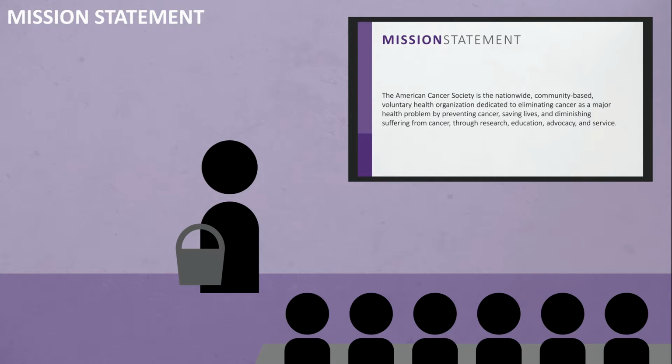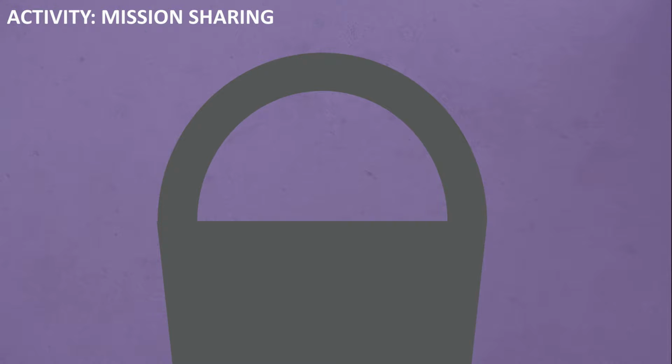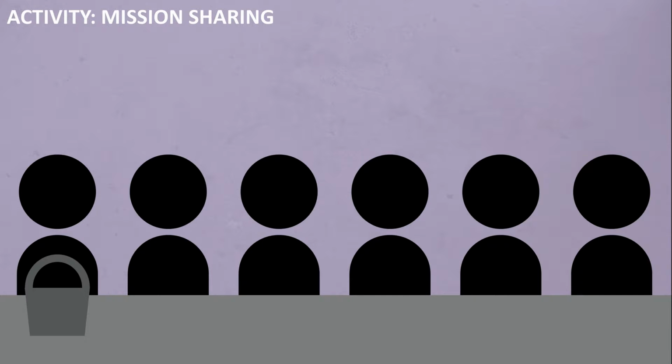Begin the mission sharing activity. Before the workshop, the staff partner will have already cut up the mission strips and placed them in a bucket. In this activity, participants have a chance to learn more about the services offered by the American Cancer Society. Pass the mission basket from participant to participant.